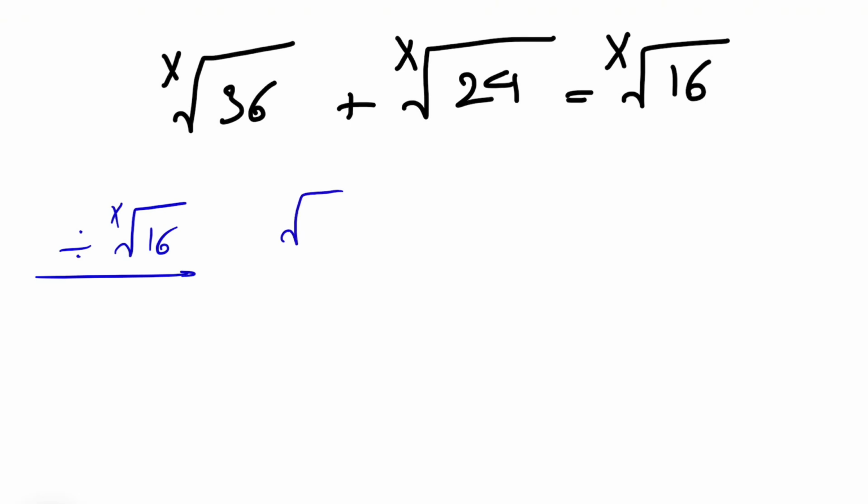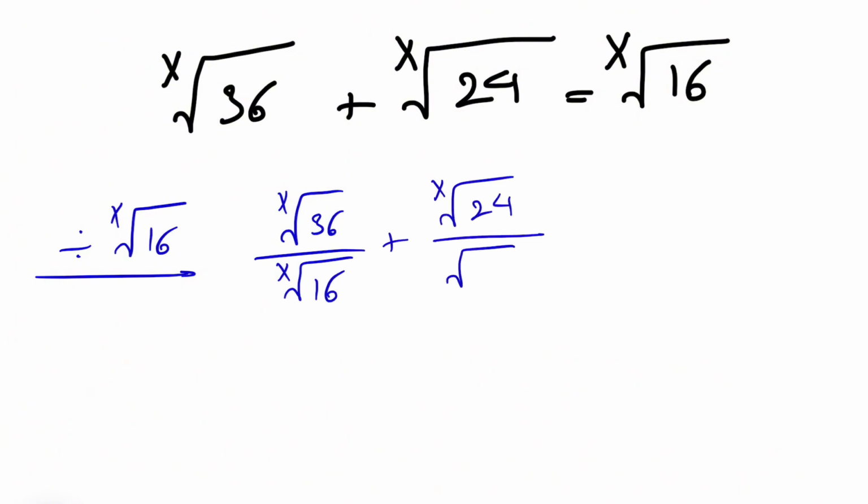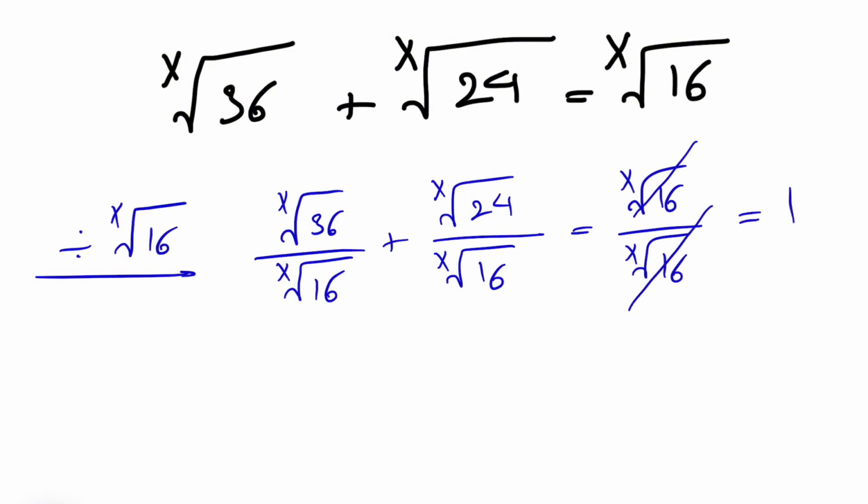So from the first one we get the x root of 36 over the x root of 16, plus we have the x root of 24 over the x root of 16, and on the right side we have the x root of 16 over the x root of 16. So now we can simplify this equation. On the right side, as I mentioned, we can cancel these two, so we get 1, which is already easier on the right side of the equation.